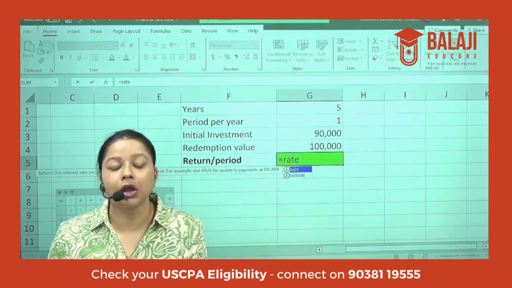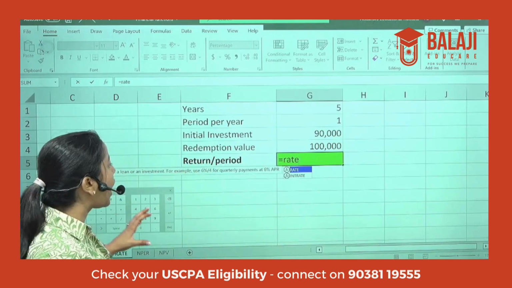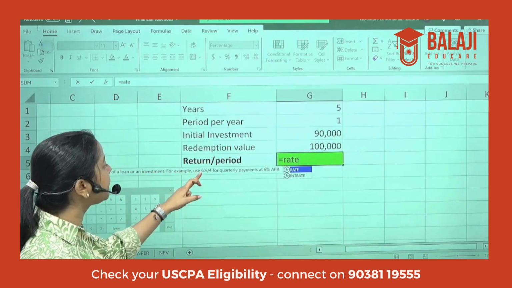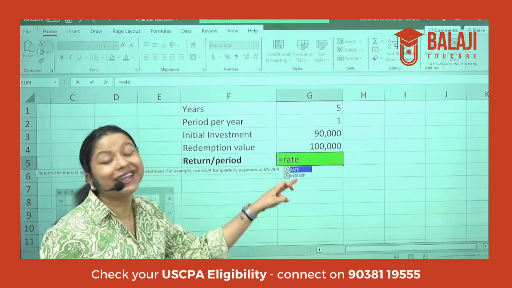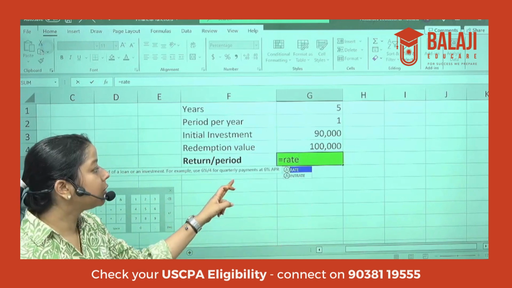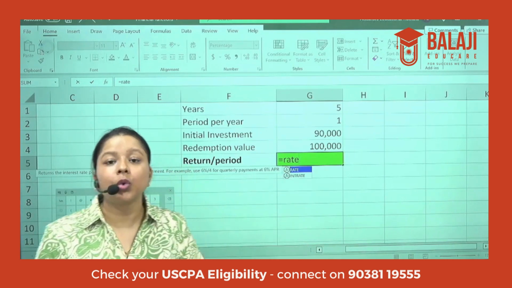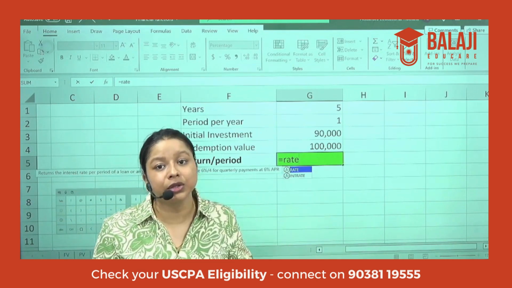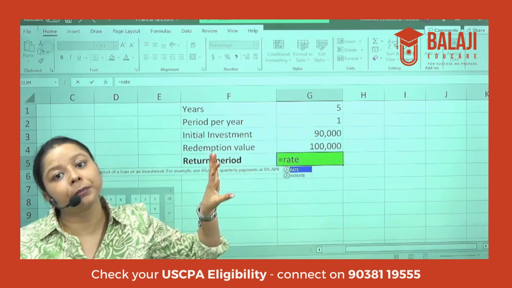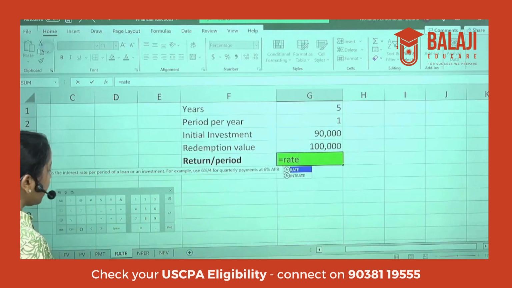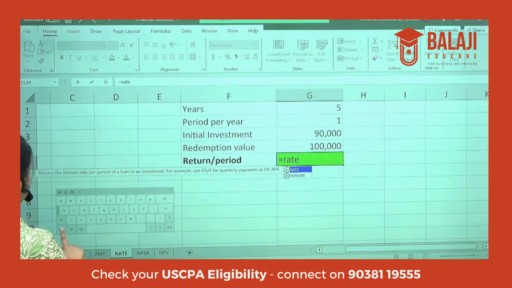For example, use 6% divided by 4 for quarterly payments at 6% APR, which is the annualized percentage rate. What they mean is that the answer you get is the rate per period. Over here we are dealing annually, so we'll get the per annum rate itself, right? I'll just open the bracket.